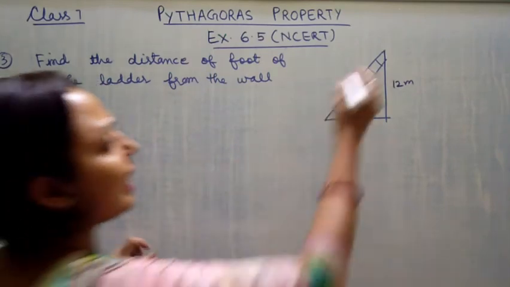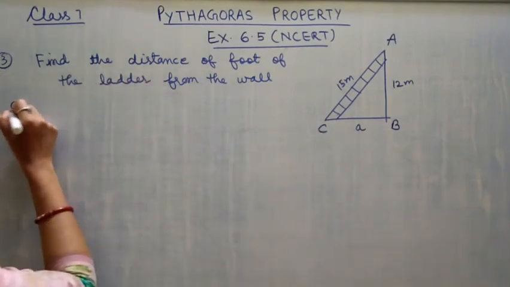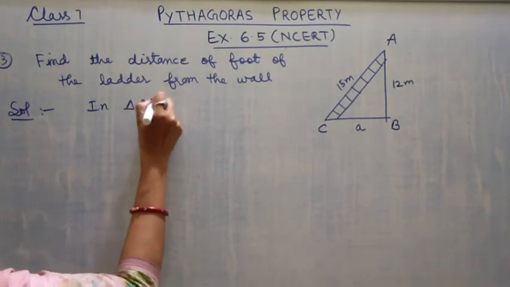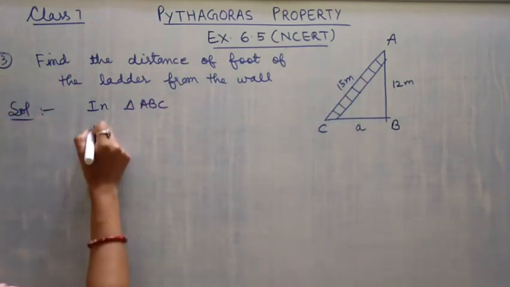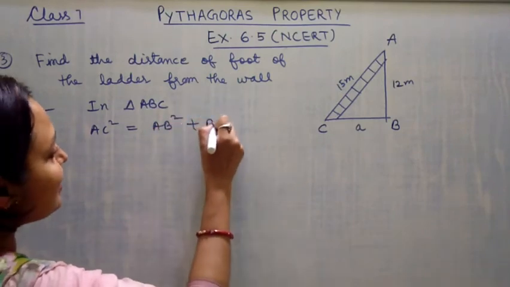So I will name it as A, B, C. So I will take it as in triangle A, B, C. This AC square is equals to AB square plus BC square.